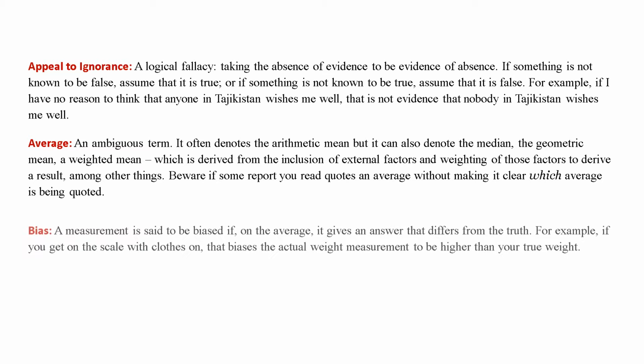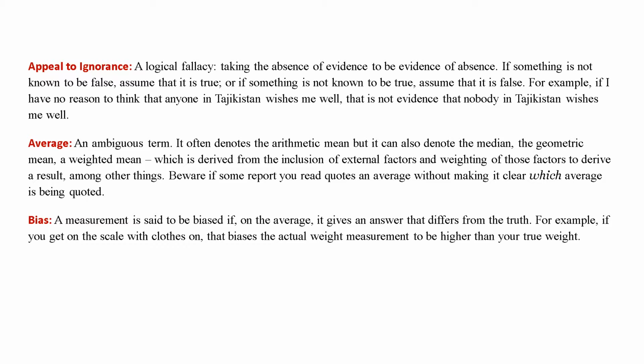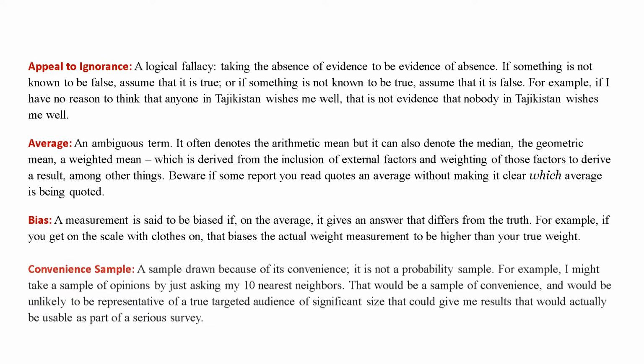Bias. A measurement procedure is said to be biased if, on the average, it gives an answer that differs from the truth. The bias is the expected difference between the measurement and the truth. For example, if you get on a scale with clothes on, that biases the actual weight measurement to be higher than your true weight.